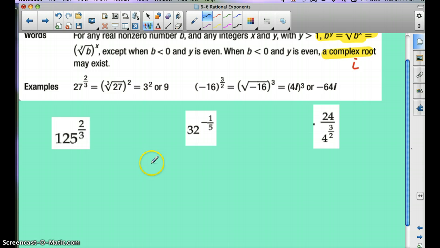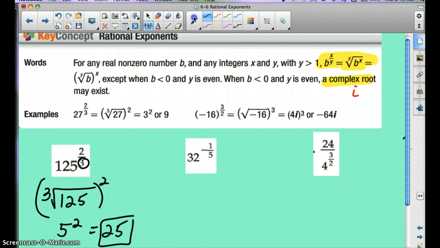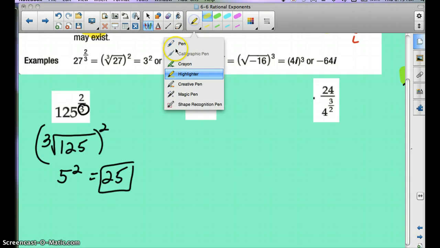So here's the first one. The denominator is going to be our index. So we're going to have the cube root of 125, that quantity squared. And so we take the cube root of 125, and that's going to be 5, so it's 5 squared. My answer is 25. And, oh here, I guess I should have highlighted this part up here too, because it means the same thing. There we go. So that's our main takeaway.